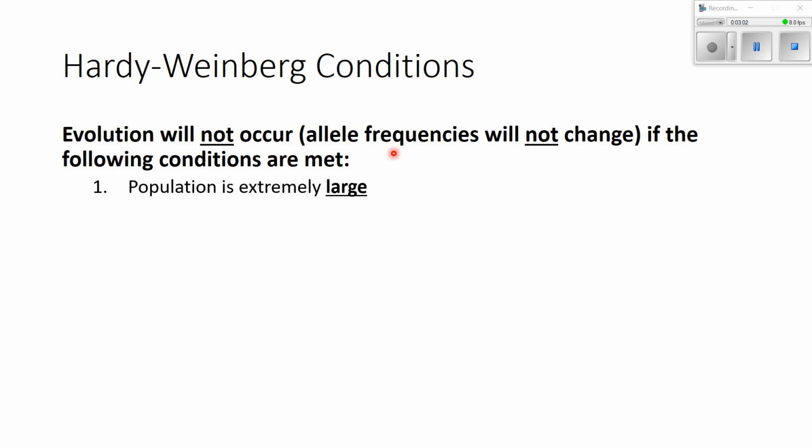So the first one is the population must be extremely large. How large is extremely? That's a little loosely defined. But basically, the larger the population, the less likely it is for allele frequencies to change.